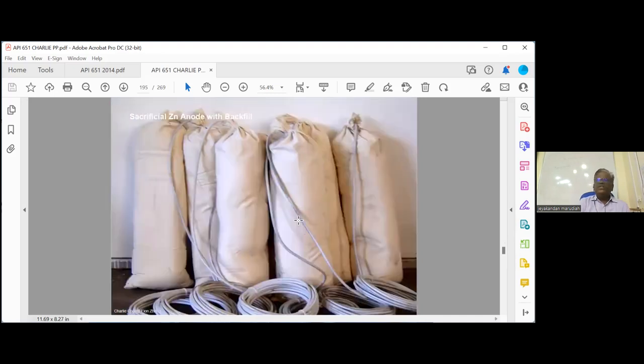Now, there is one thing called a deep anode. Deep anode means not this sacrificial one. In impressed current, they will install the anode very deep, more than 50 feet. That is called a deep anode.